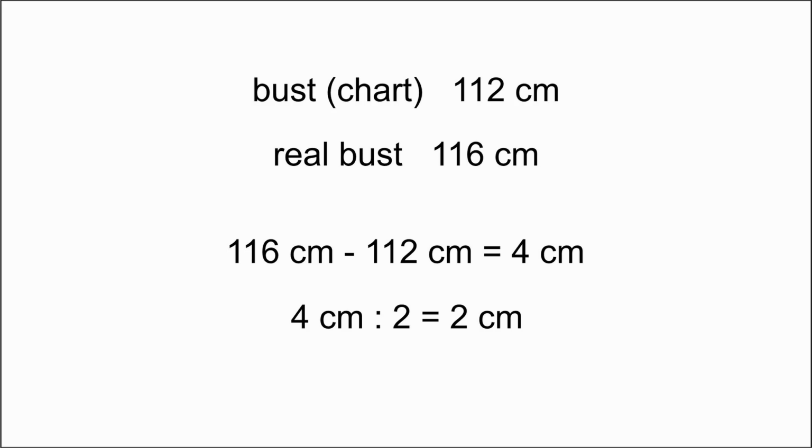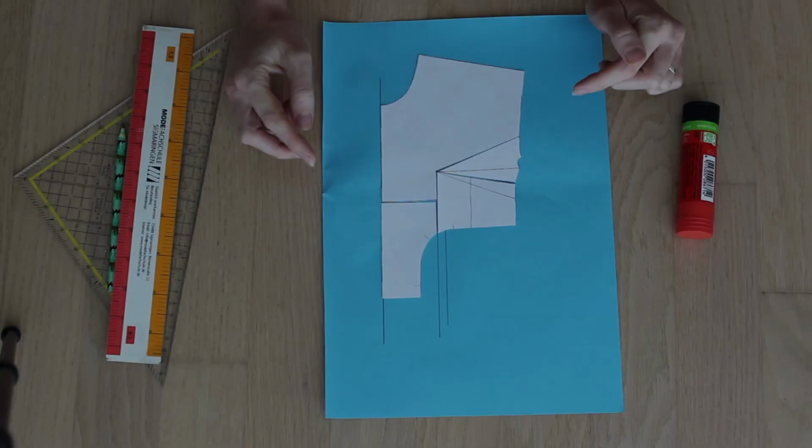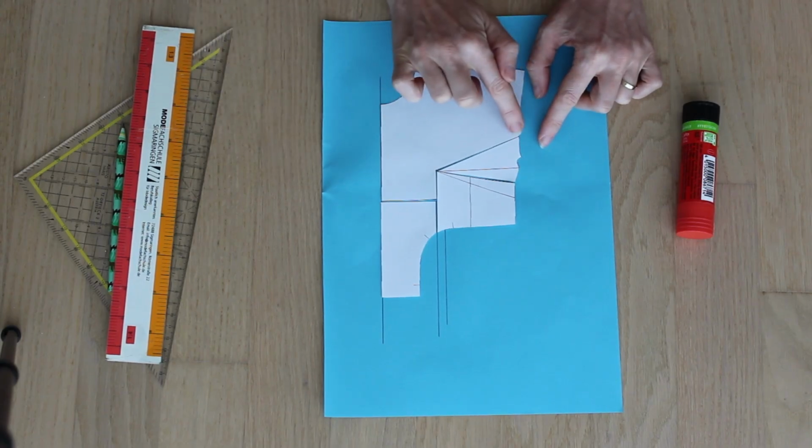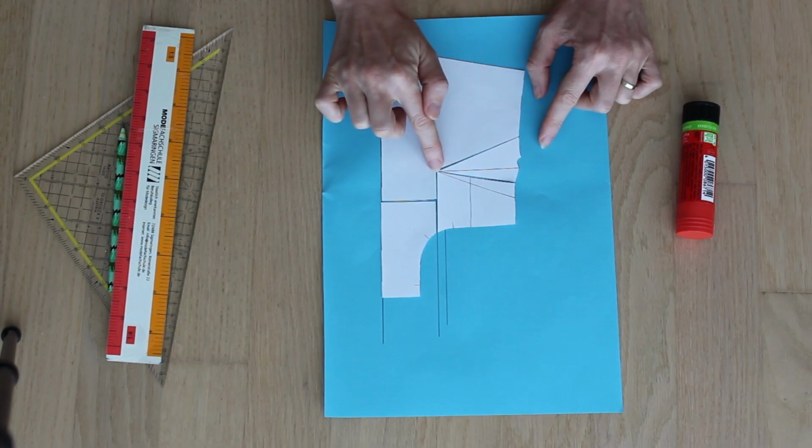The difference between those two is divided by 2. As with patterns, we are always operating on the half of the width. So 2 cm is the width we have to add during the FBA now. For doing this, we need a few lines in the front part. At first, one coming from the armhole, just from somewhere in the lower third, to the dart end.